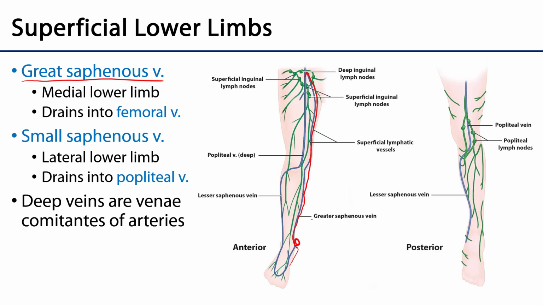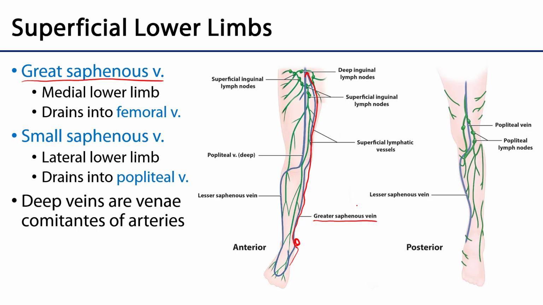The great saphenous vein is important historically because of its constant location. People would use it as a means to access the vascular system for fast reperfusion. Nowadays, that's not done as often. The great saphenous vein can also sometimes be harvested for coronary artery bypass grafting.